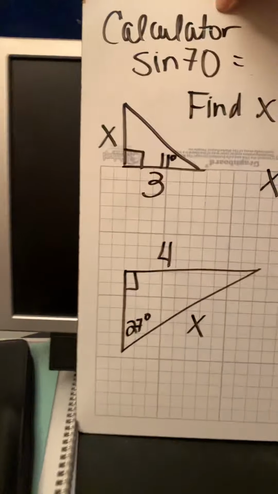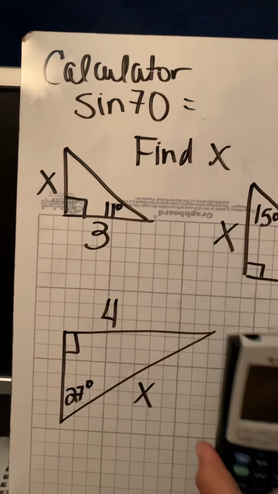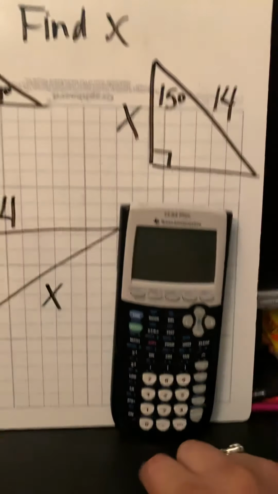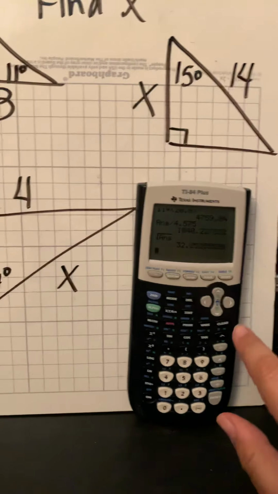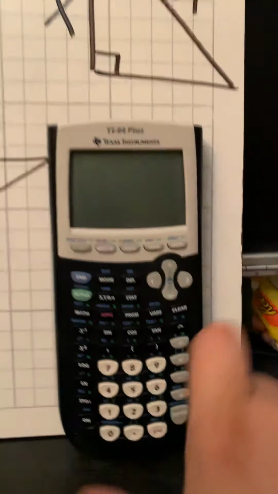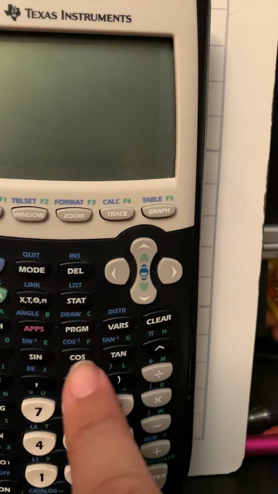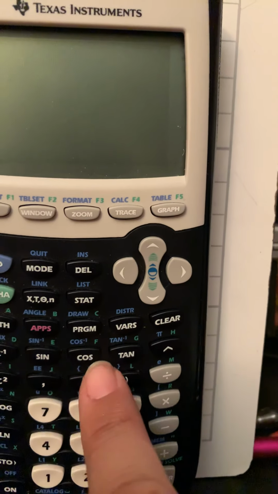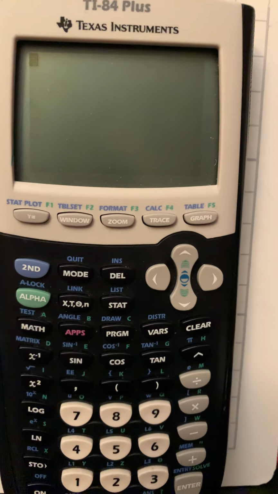So move over here. Calculator. Let's say I want to find the sine of 70. So I'm going to take out a calculator. Again, any calculator will work. I just happen to have this one here. All calculators have your trig functions. Sine, cosine, tangent. I know you guys have probably seen those and probably wondered what they were many, many years ago.